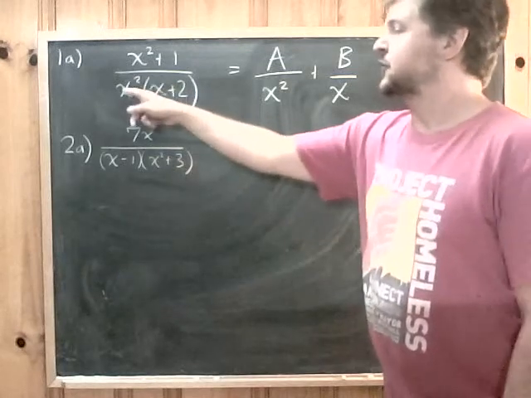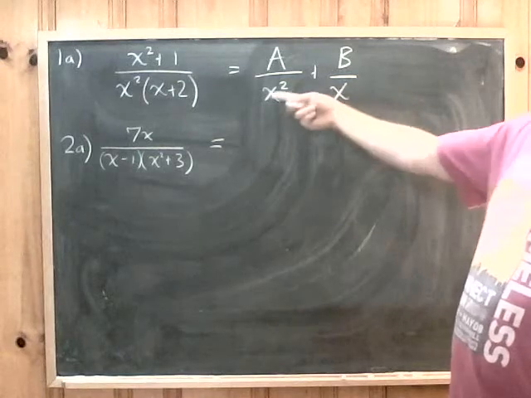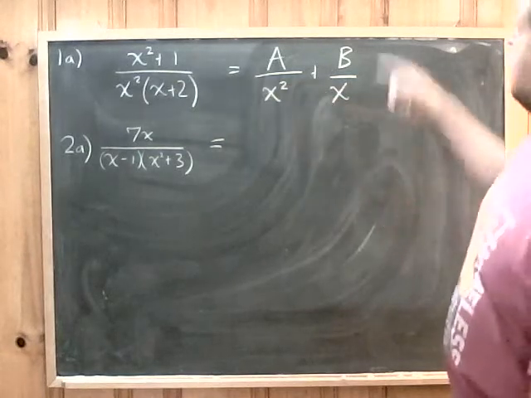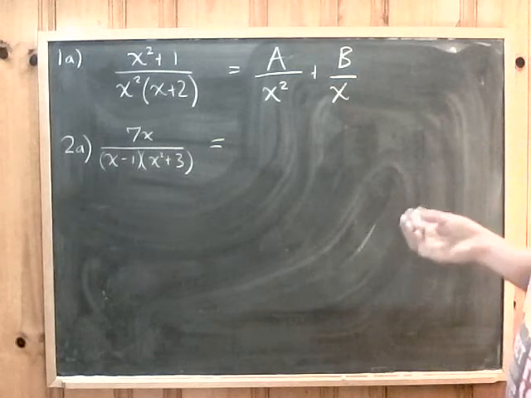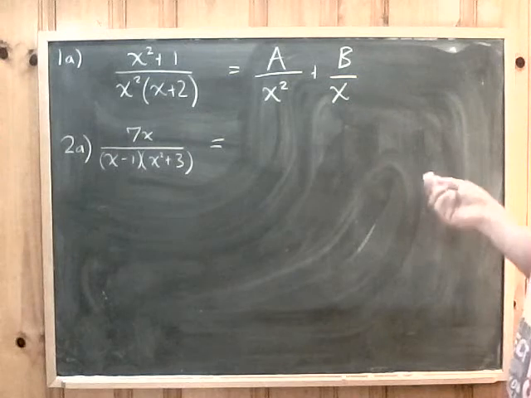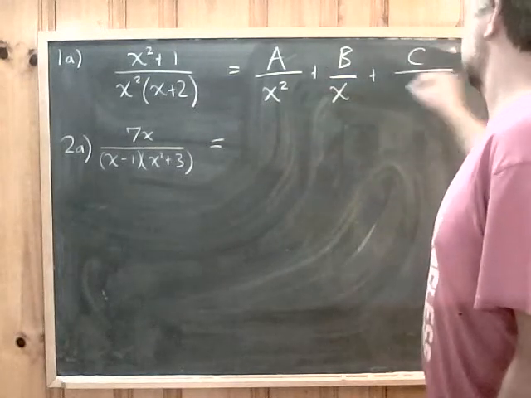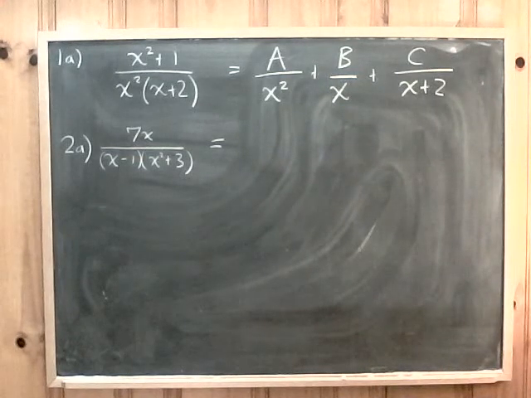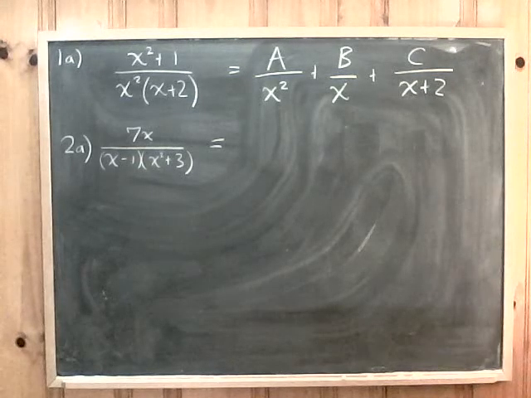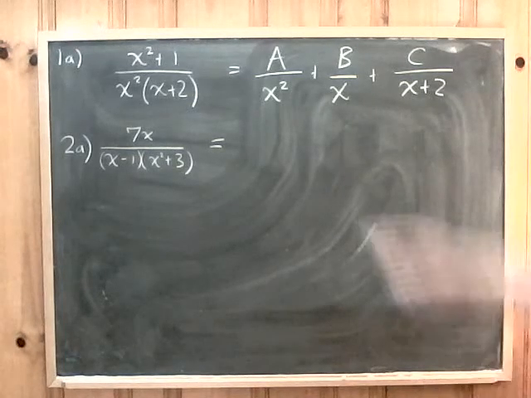Since there's a power on the outside of this one, I only look at what's inside, that's the x, and that gives me one degree down, so just a constant instead of A times x. Then I've got the x plus 2, so sure enough, there's another one. Again, just a constant C over x plus 2. And that's the partial fraction format. Then you'd go find out what A, B, and C are, but it says not to. So I'll do that on the next problem.